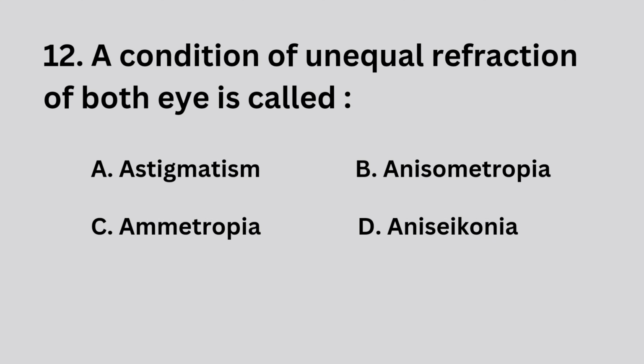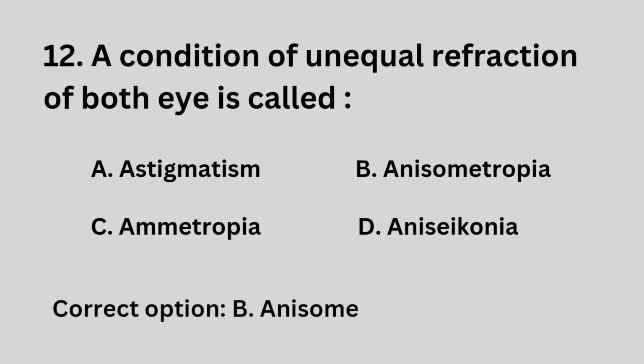12th question, a condition of unequal refraction of both eyes is called option A, astigmatism. Option B, anisometropia. Option C, ametropia. And option D, aniseikonia. Correct option for the question is option B, anisometropia.